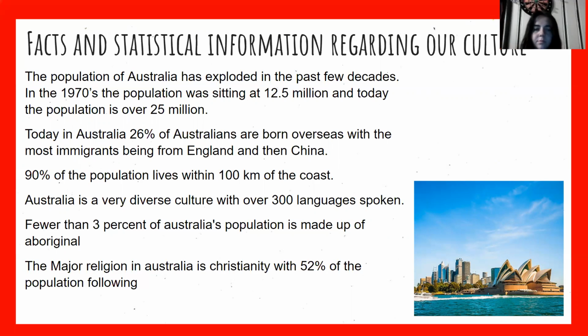90% of the population lives within 100 kilometers of the coast. Most of the country is uninhabitable. The Australian outback is not very hospitable, so almost everybody lives really close to the coast.